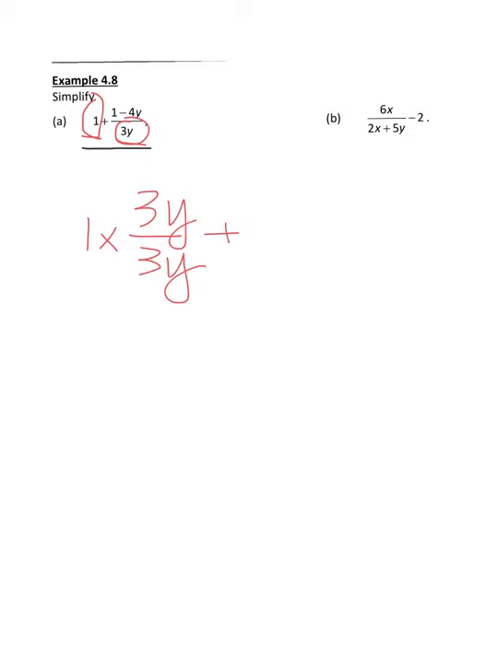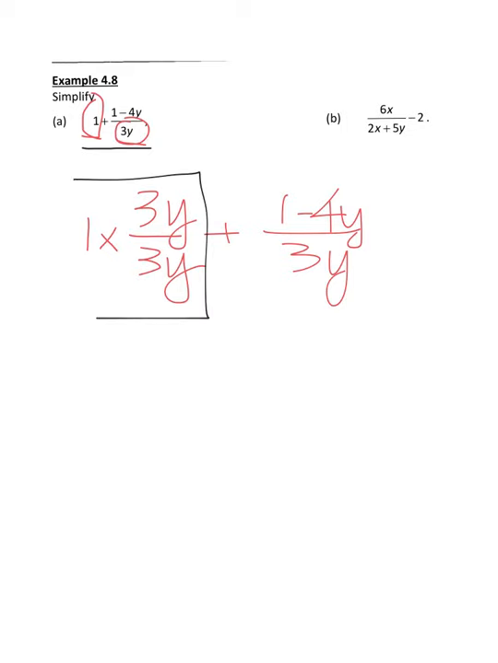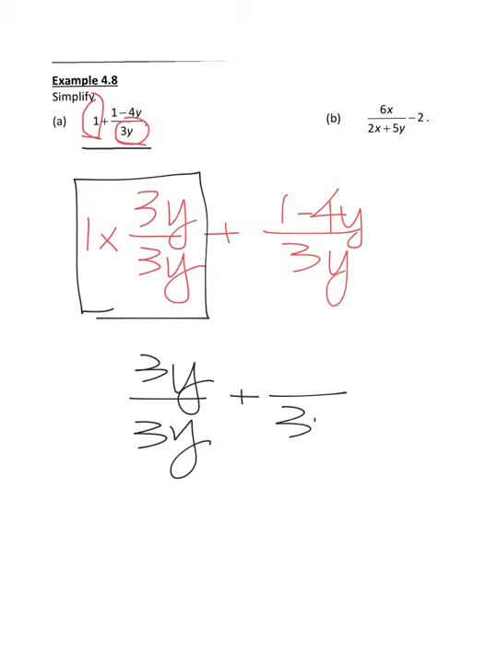And then we add the fraction at the back. After doing this, the 1, this integer, will become a fraction that is 3y over 3y. Now we can see that the denominators are the same, so we can add them together now.